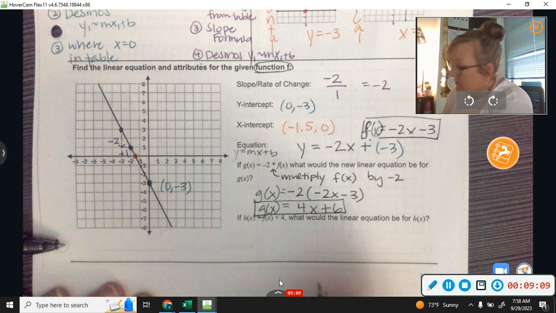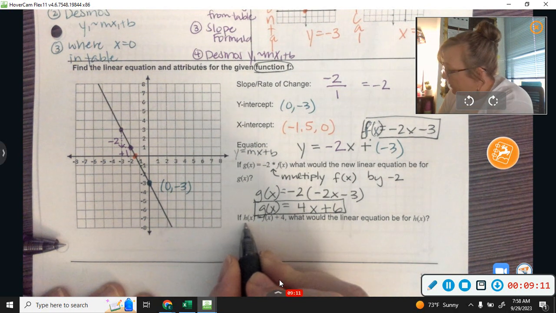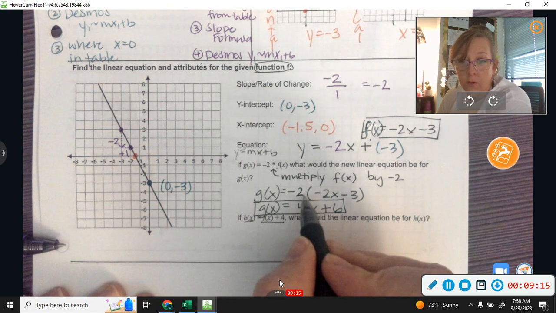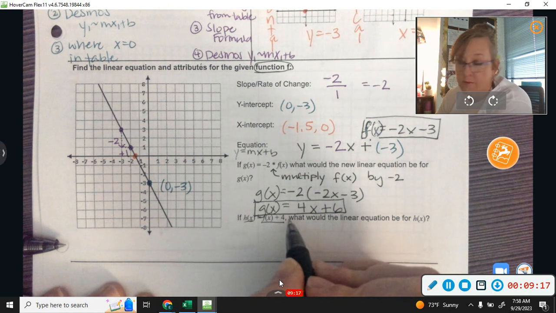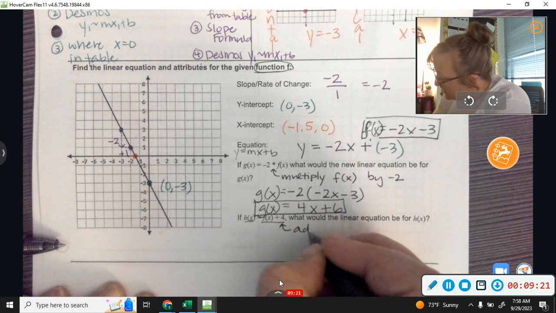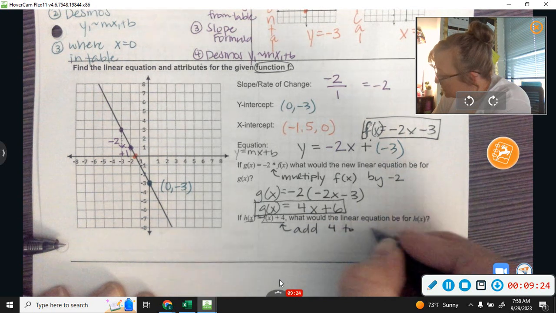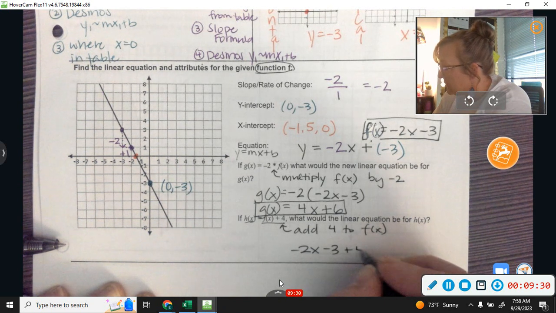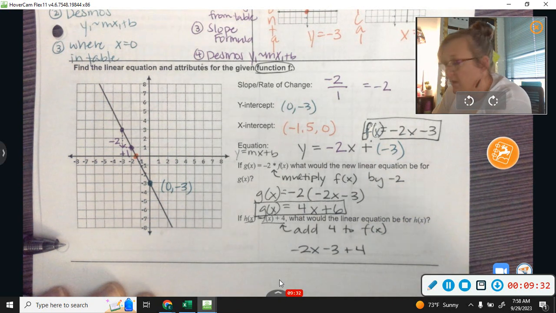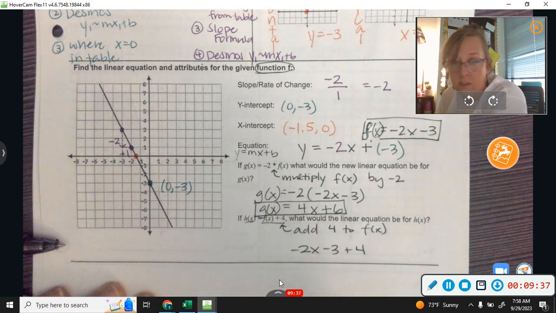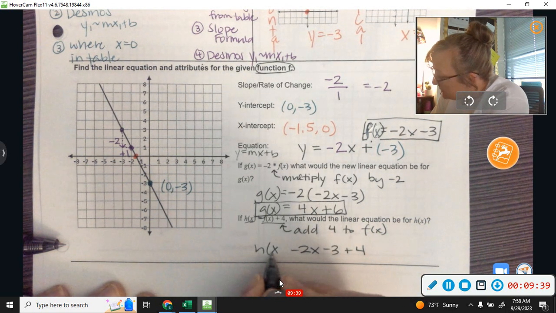Okay, so similar idea, but this time they want me to make h of x where I'm doing f of x plus 4. So I'm going back to the original. Don't use this one because that was g. I'm doing f of x plus 4. So here I'm going to add 4 to f of x. So I've got -2x minus 3, and I'm adding 4 to that. You could put in parentheses, you don't really need it. I needed the parentheses before because I was multiplying, and parentheses means multiplying. So h of x would be that.